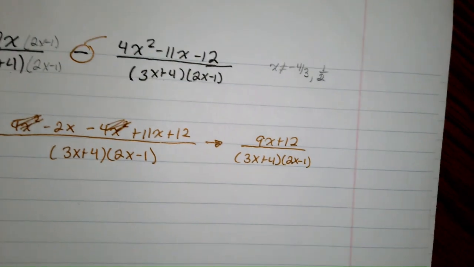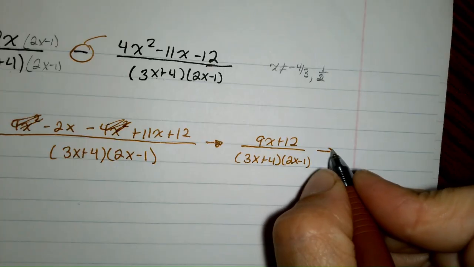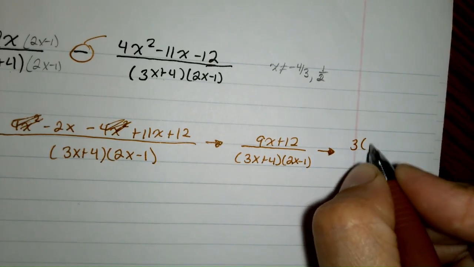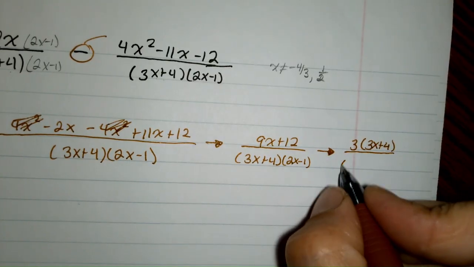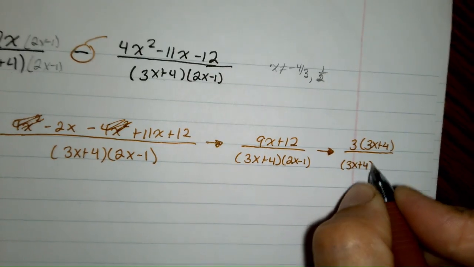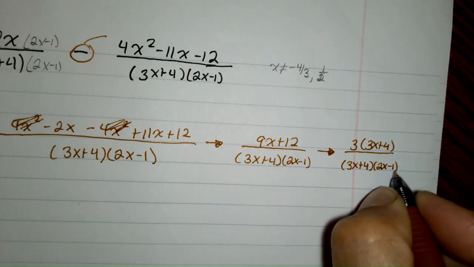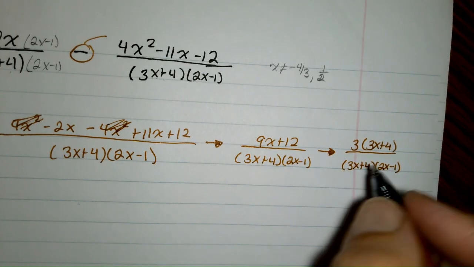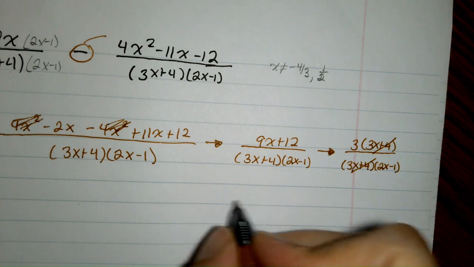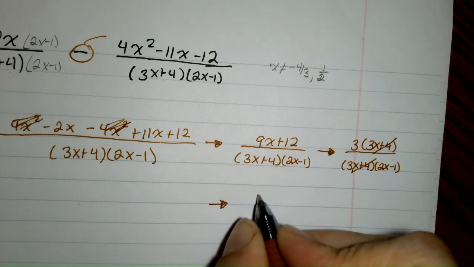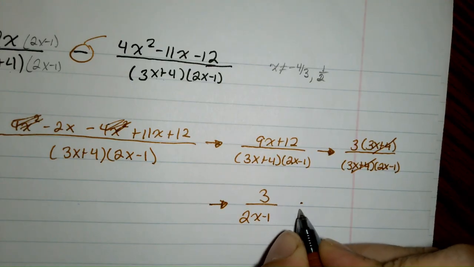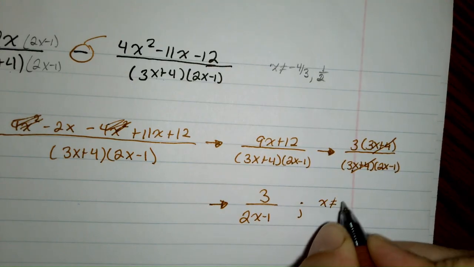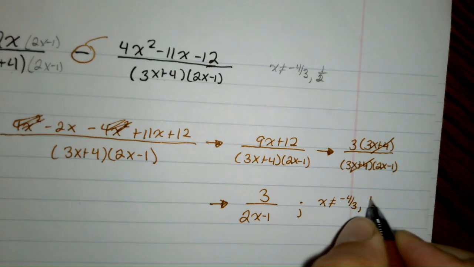9 and 12 both divide by 3. So I have a GCF of 3. So this does reduce. So my final answer would be 3 over 2x minus 1; x cannot be negative 4/3 or positive 1/2.